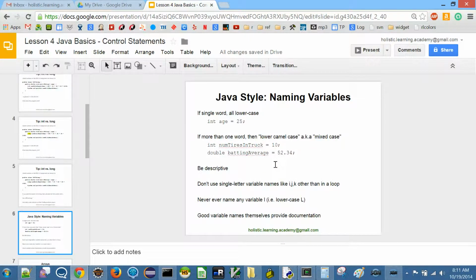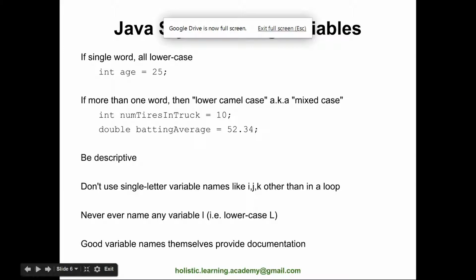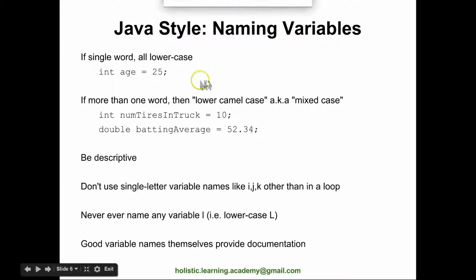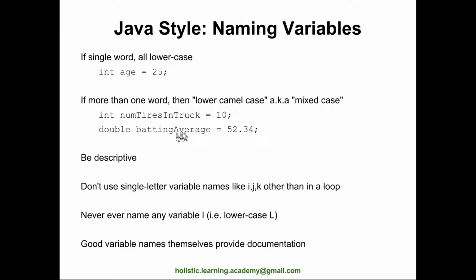The next one is the Java naming style for variables. If you are going to use a single word variable, then simply use all lowercase. Simply int age equal to 25 will work for you. If more than one word is there in your variable, you use what is known as lower camel case or mixed case, like here numTiresInTruck equal to 10, battingAverage, so you uppercase the second word. This is just the camel casing convention.